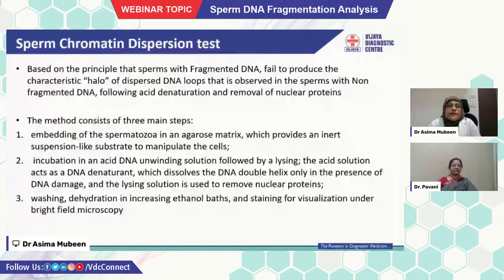So, by adding the denaturing solution, we see that the DNA loops, if they are intact, come out in the form of a loop, which is known as the halo. And the ones with the damage cannot form the dispersion halos, and they form a very minimal halo or there will be no halo. After this, we have a step of washing, dehydration in increasing ethanol baths, and staining, as we have to view this under a microscope.